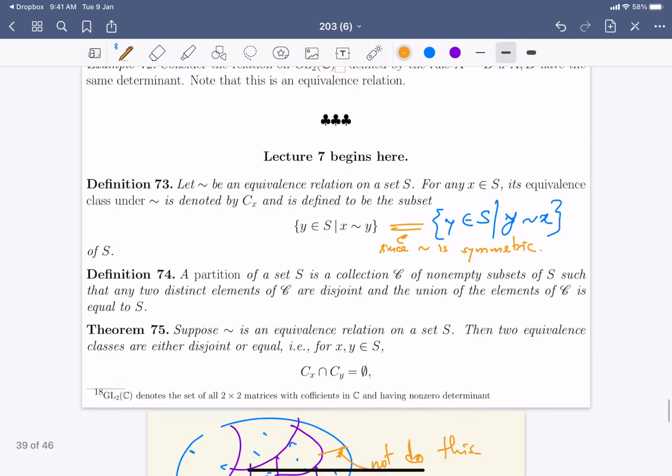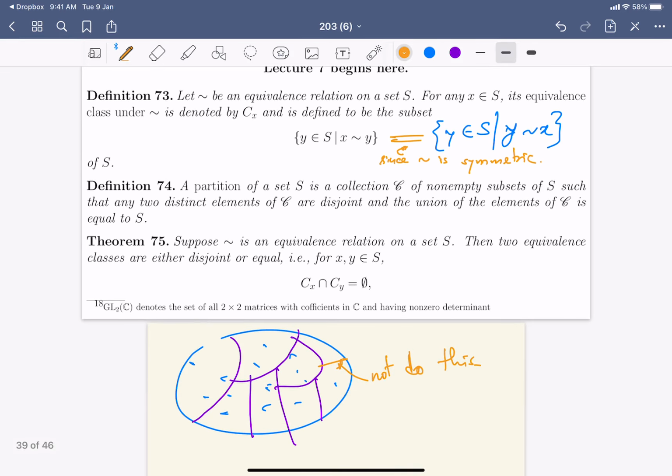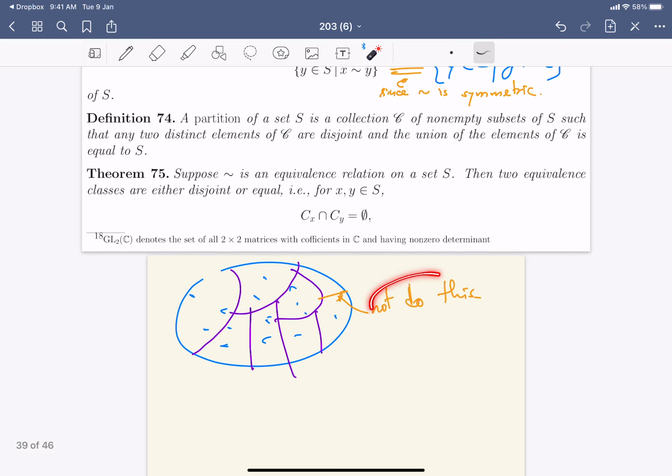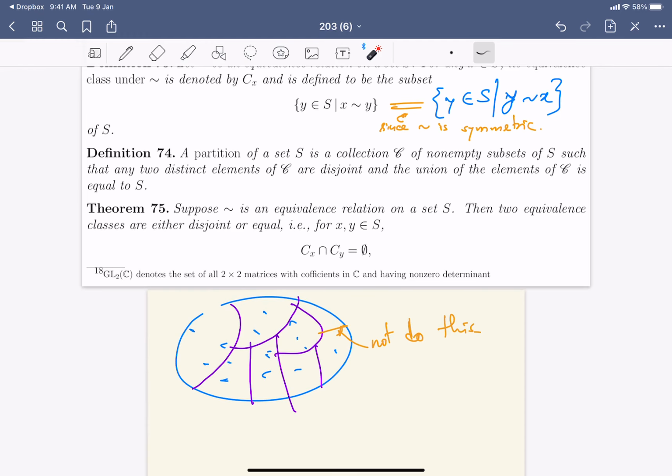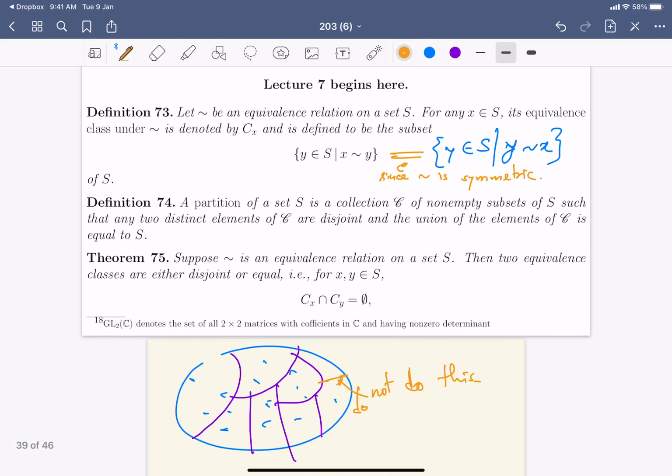Okay, great. So now let's come to the formal definition of the notion of partition. If you are given a set S, then a partition of this set is a collection of subsets of S, and they have to be non-empty, all of them. That's why I said that we do not do this kind of partitions.